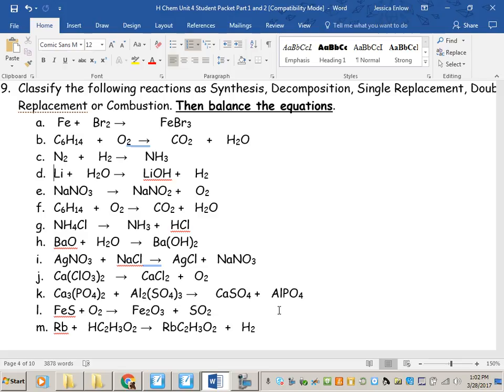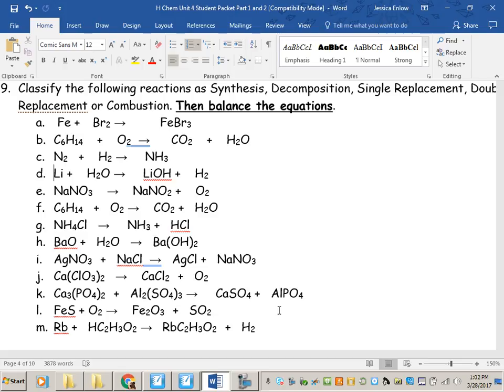I would balance my carbons first. So how many carbons do I have over here? 6 over here. So what do I need? A 6 coefficient on the carbon dioxide. So now I'm going to show CHO. I've got my carbons taken care of. Now I'm going to do my hydrogens. How many hydrogens over here? 14. I need 2, so I need a 7 here to multiply out. So that gives me 14 hydrogens.